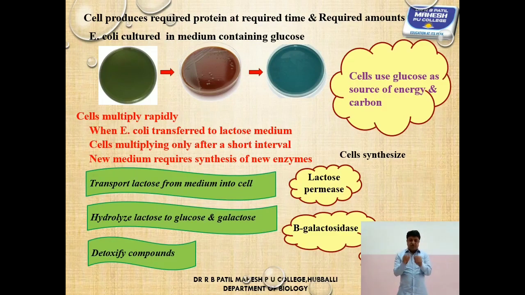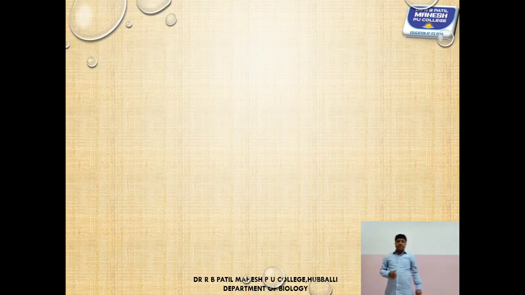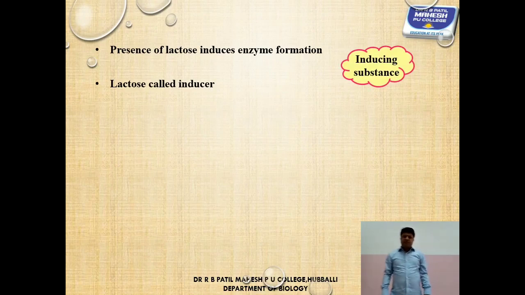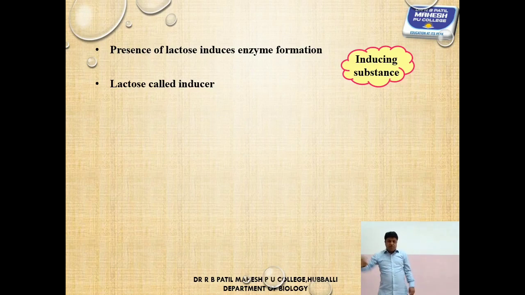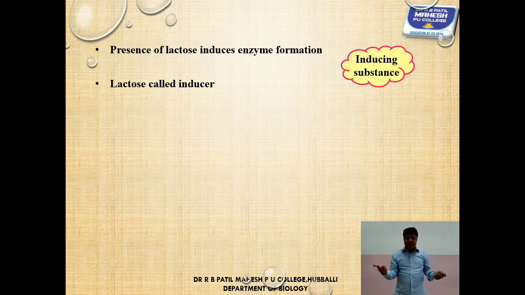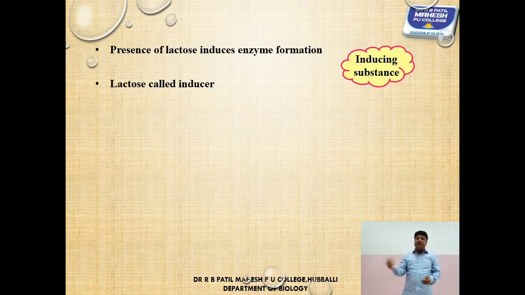That means in the presence of inducer, the particular genes are expressed. So next, the presence of lactose induces enzyme formation. If lactose is absent, there is no need to produce these enzymes: permease enzyme, beta galactosidase enzyme, and transacetylase enzyme. So the presence of lactose induces enzyme formation. That's why it is considered an inducing substance. So lactose is called an inducer.